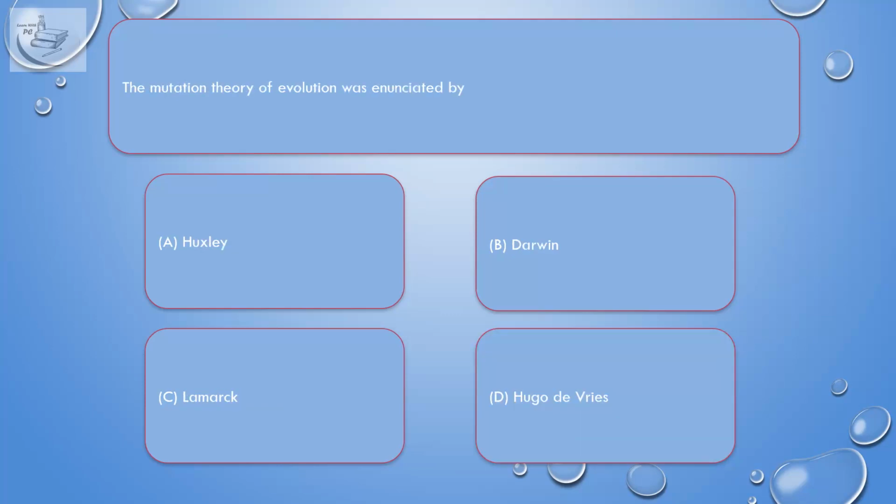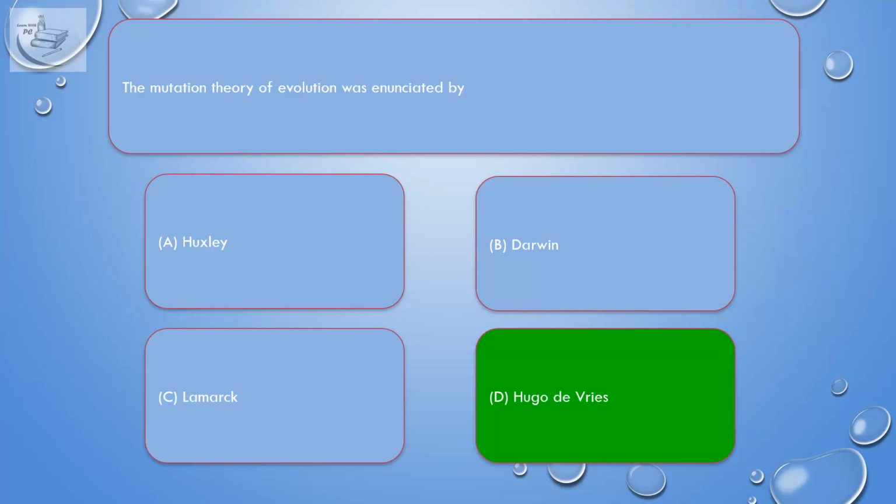Question: the mutation theory of evolution was enunciated by A. Huxley, B. Darwin, C. Lamarck, D. Hugo de Vries. Correct answer is D. Hugo de Vries.